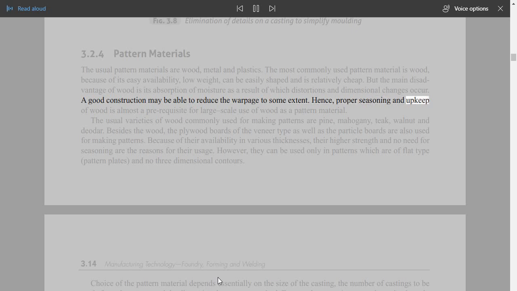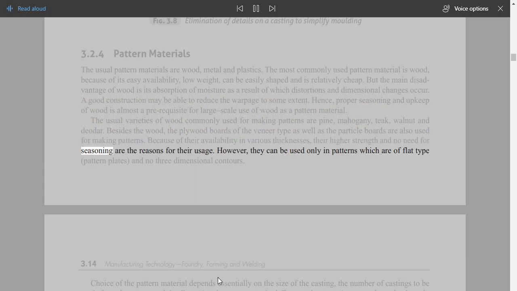Hence, proper seasoning and upkeep of wood is almost a prerequisite for large-scale use of wood as a pattern material. The usual varieties of wood commonly used for making patterns are pine, mahogany, teak, walnut, and deodar. Besides the wood, the plywood boards of the veneer type as well as the particle boards are also used for making patterns. Because of their availability in various thicknesses, their higher strength, and no need for seasoning are the reasons for their usage. However, they can be used only in patterns which are of flat type, pattern plates, and no three-dimensional contours.